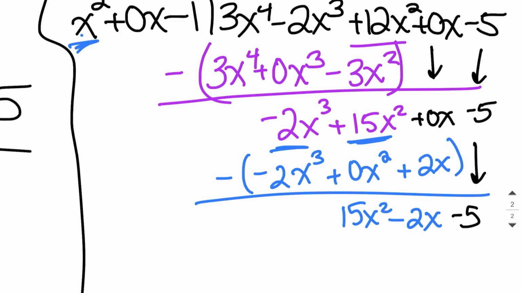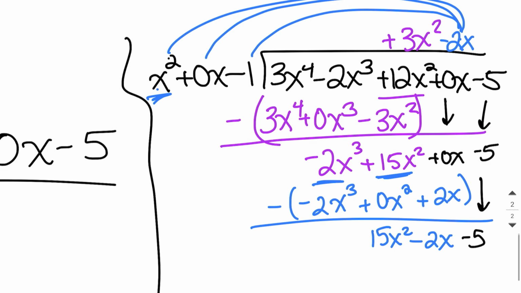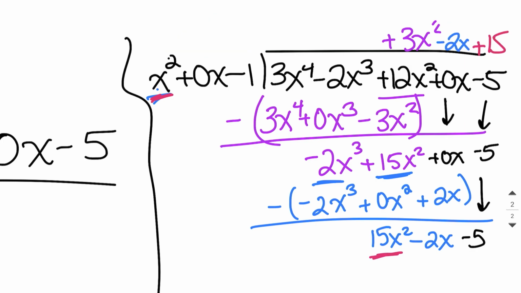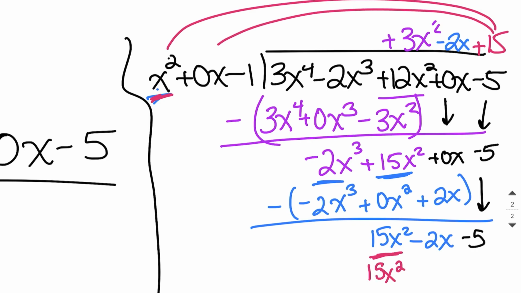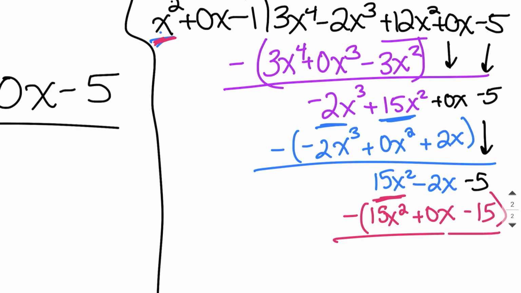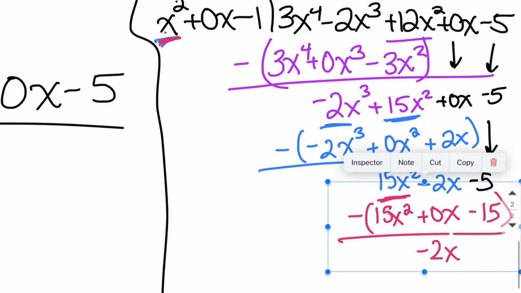I'm almost there, people. Now I need to see, well, what do I need to multiply x squared by to get this 15x squared? And the answer is 15. So again, I'm going to multiply 15 by x squared, multiply the 15 by 0x, which is nothing, and then multiply the 15 by the minus 1, and then subtract that all out. 15x squared minus 15x squared goes away. Negative 2x minus 0x is negative 2x. And then negative 5 minus negative 15, negative 5 plus 15, so I get a positive 10 here.